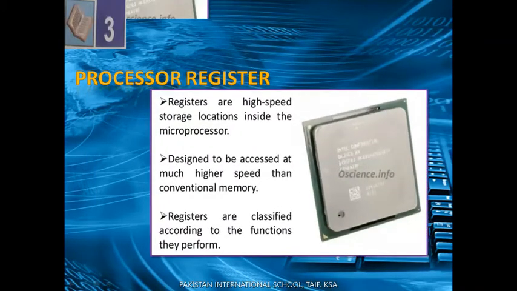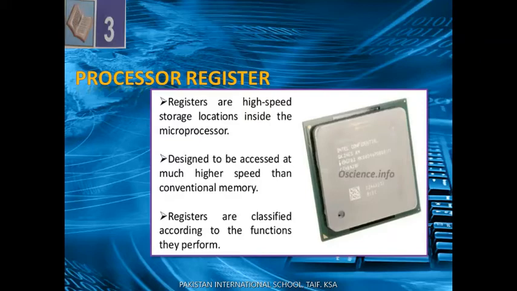Registers are high-speed storage locations inside the microprocessor. They are designed to be accessed at much higher speed than conventional memory. Registers are classified according to the functions they perform. Basically, registers are used to quickly accept, store and transfer data and instructions that are being used immediately by the CPU. Registers used in a computer are divided into different types.